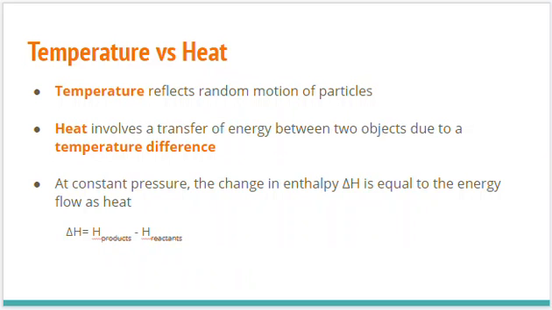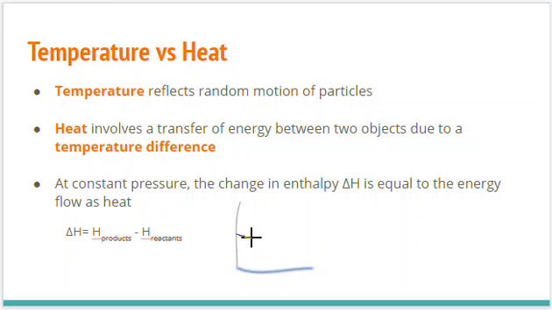Okay, heat exchange. So this gets us fully into the new material from this week. And we'll start with temperature versus heat. So temperature reflects the random motion of particles. Remember, temperature and heat are related to our kinetic energy. Temperature is that average kinetic energy. So heat involves the transfer of energy between two objects due to a temperature difference. So at constant pressure, the change in enthalpy, also known as delta H, is equal to the energy flow as heat.